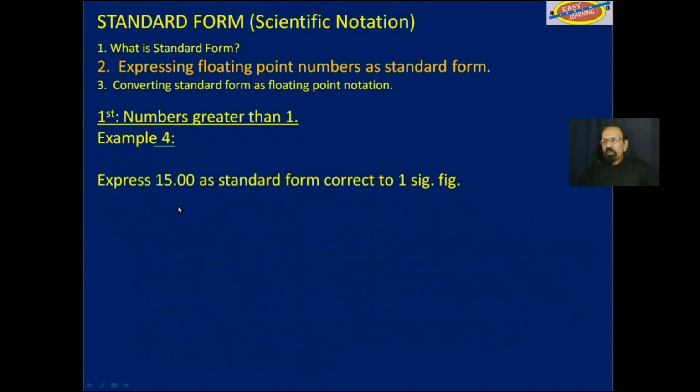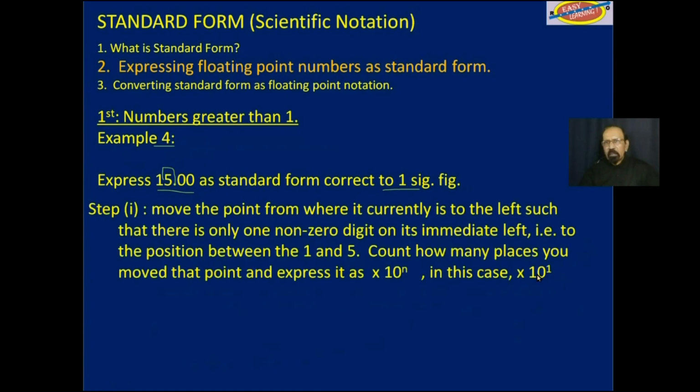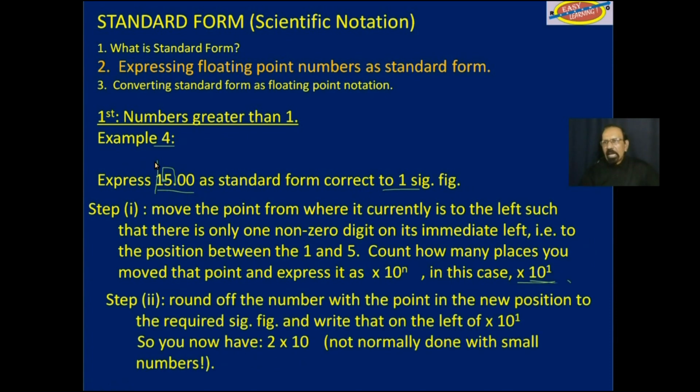Example 4, 15.00, a standard form, correct to one significant figure. Well, we move the point one place, so that would be times 10 to the 1. And we round off, the point is now here between the 1 and the 5. We round off at that one position, and we get 2 times 10 to the 1, but normally you don't write a 1. Normally, this is not done with small numbers. Only large numbers are carried to scientific notation or standard form.